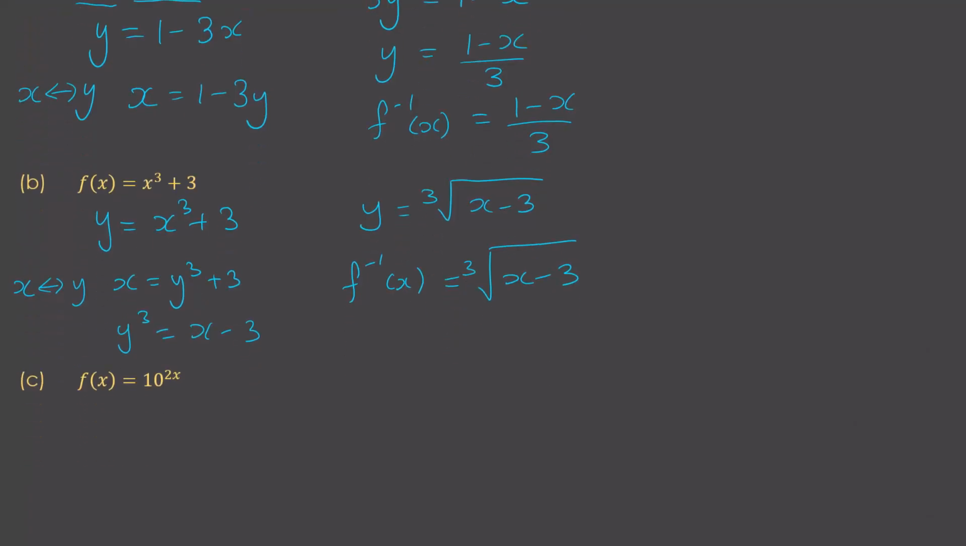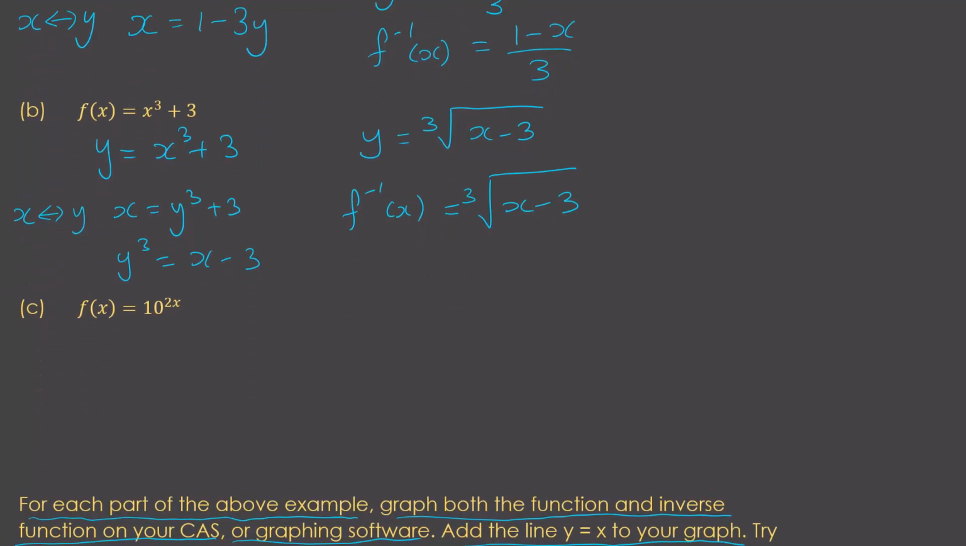So moving to the last part of this question, this one actually does require logarithms. So we'd say y is equal to 10 to the power 2x. Interchange the x and y, and we get x equals 10 to the 2y. So we want to make y the subject. The inverse of 10 to the power of is log to the base 10. So log to the base 10 of x is log to the base 10 of 10 to the 2y.